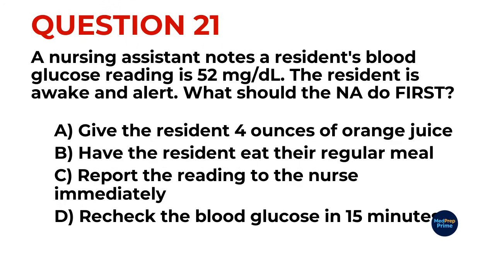A nursing assistant notes a resident's blood glucose reading is 52 milligrams per deciliter. The resident is awake and alert. What should the NA do first? Option A, give the resident 4 ounces of orange juice. Option B, have the resident eat their regular meal. Option C, report the reading to the nurse immediately. Option D, recheck the blood glucose in 15 minutes.